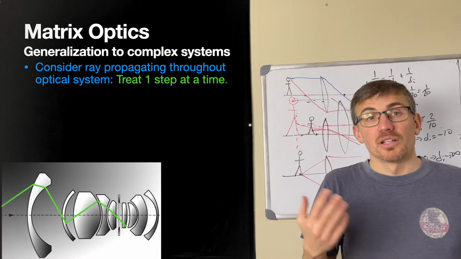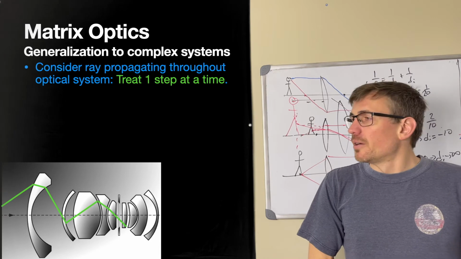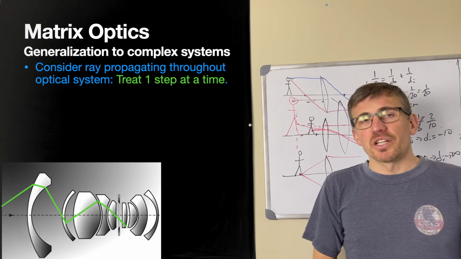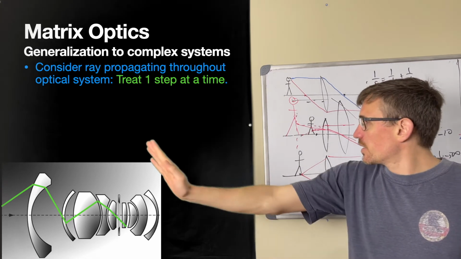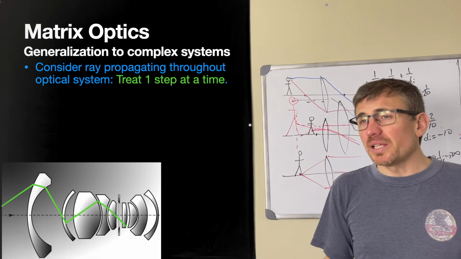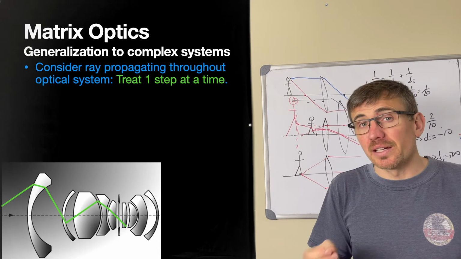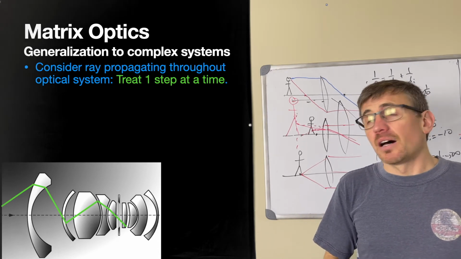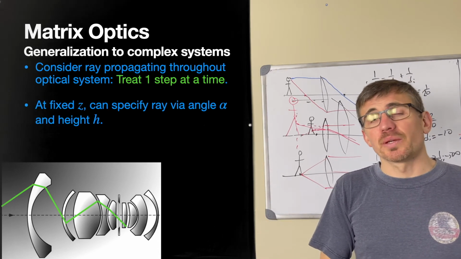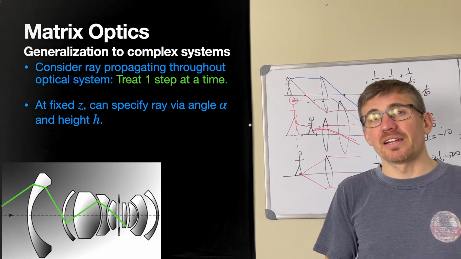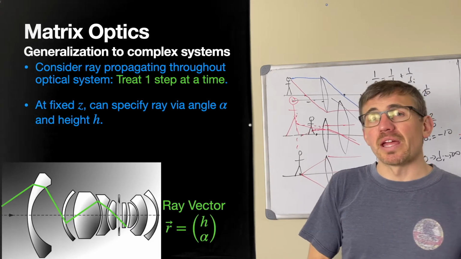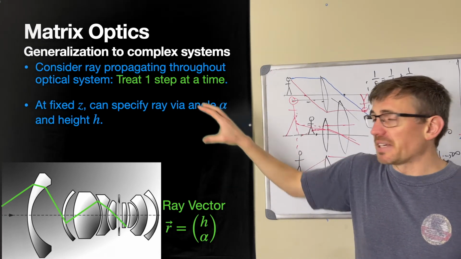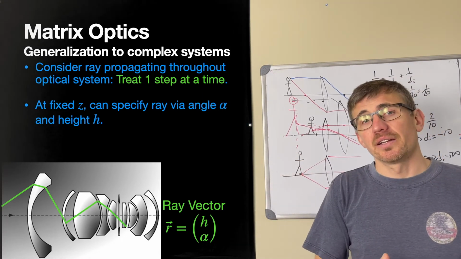We could do it using Snell's law if we wanted, but there's a very general way of treating this much more simply, and it's based on this fact: at a fixed location along here, we completely and uniquely specify a given ray by a height and an angle. That's all we need, two numbers. Let's throw those into a matrix. We'll call that the ray vector. So it has a height and an angle. That's all we need, all right?